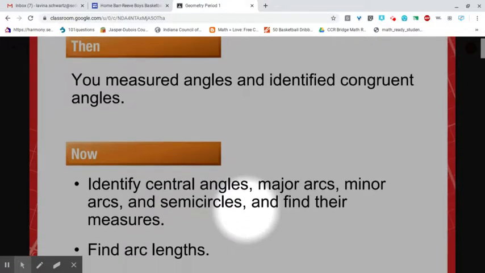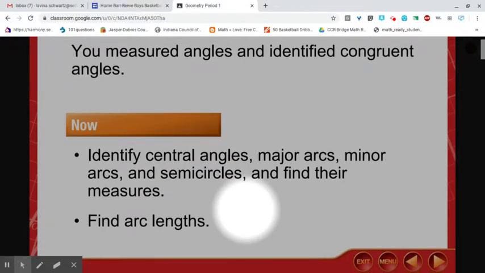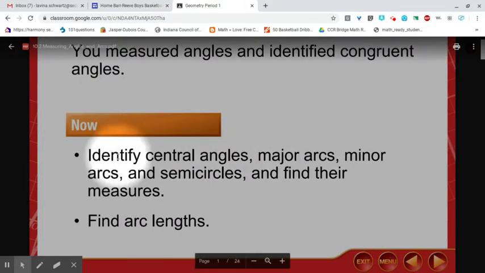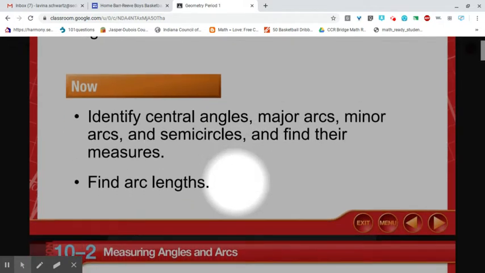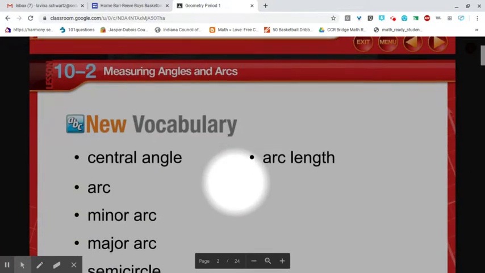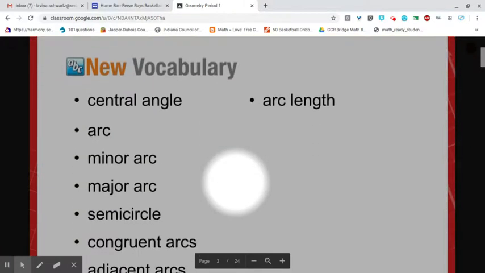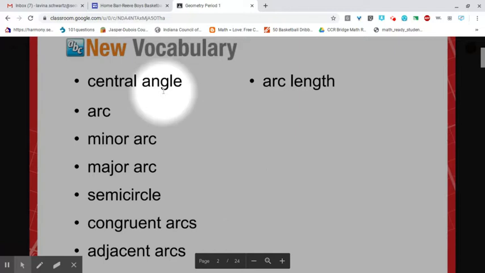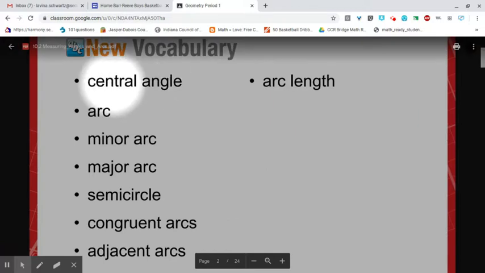good notes. So we're going to talk about central angles, major arcs, minor arcs, semicircles, and find their measures. We're also going to talk about arc lengths. I think I might have mentioned that on the last note slides, but I had that wrong. So, central angle, you should have taken notes on all of these words, drawn good pictures. I think the book does a very good job of illustrating what those items are.